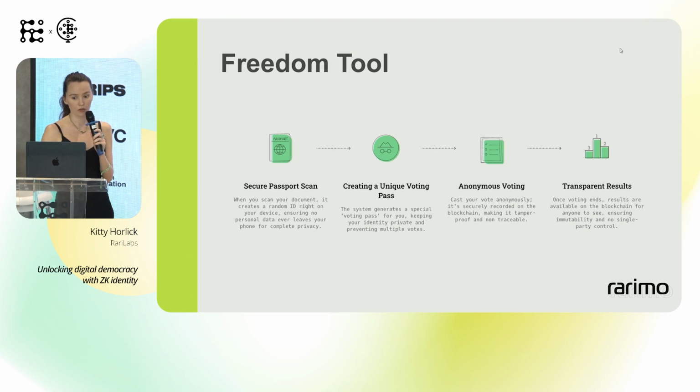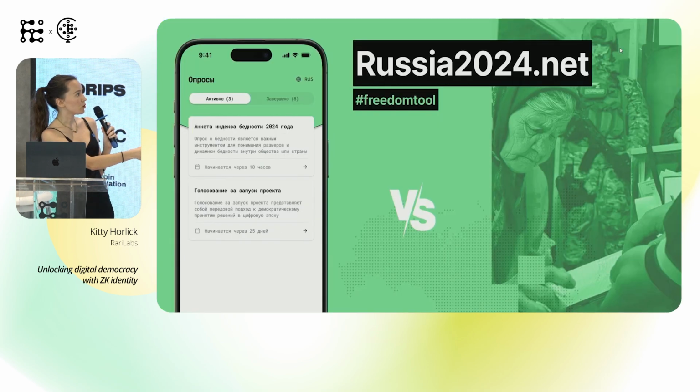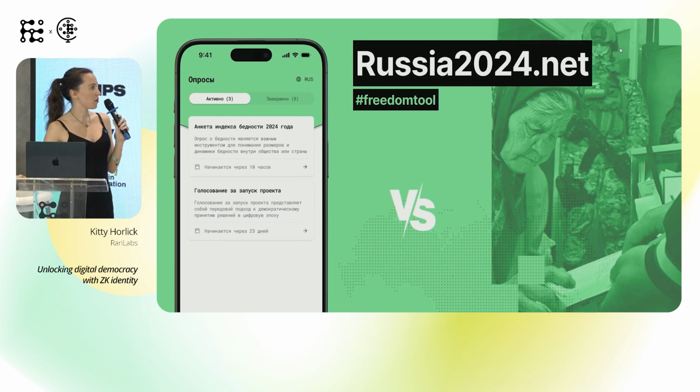But on to the first use case. So as I mentioned, Freedom Tool was used in Russia, where it was picked up by an opposition activist called Mark Fagan. And Mark is the former Pussy Riot lawyer, and he is currently in exile. And he wanted to use this tool not just to facilitate protest, but also to create a better feedback loop with dissidents in Russia.